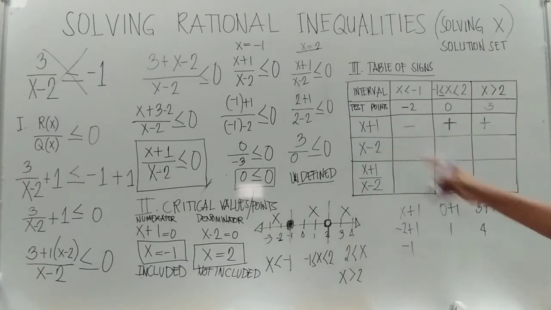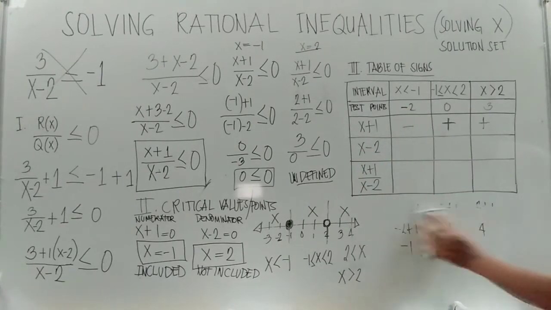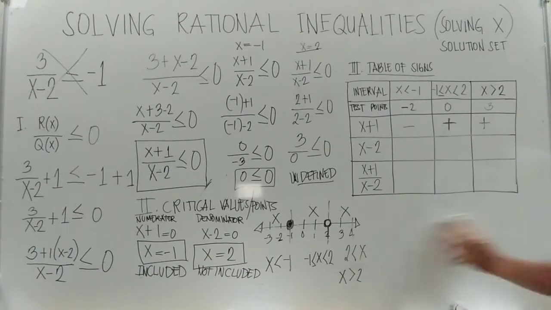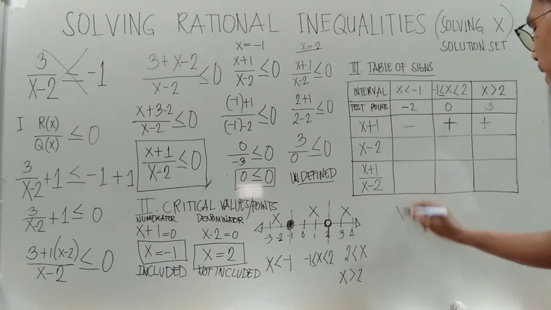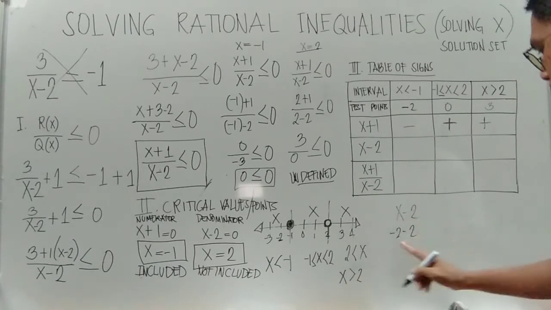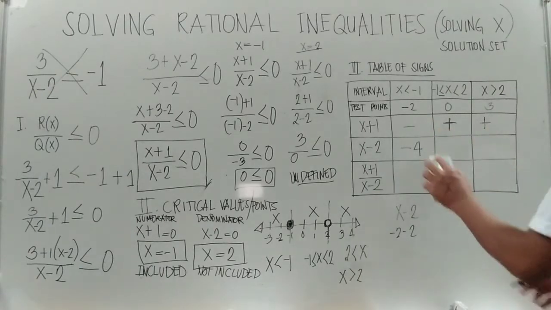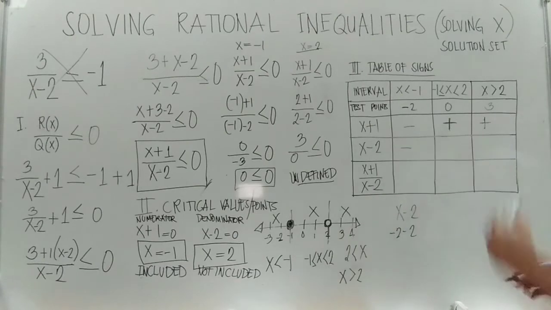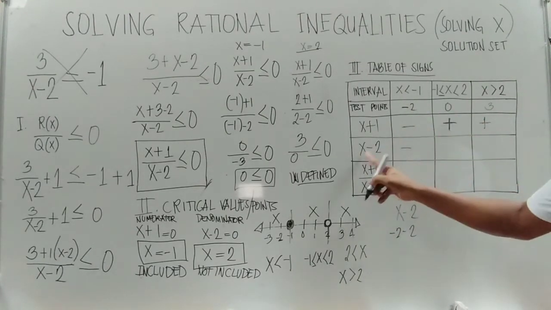Let us proceed to x minus 2, where x is equal to. So solving here, when x is -2, we have x minus 2, and x is -2, so -2 minus 2. -2 minus 2 is -4. So -4, but again, we are only concerned with the sign and not the exact value. Then 0 minus 2.